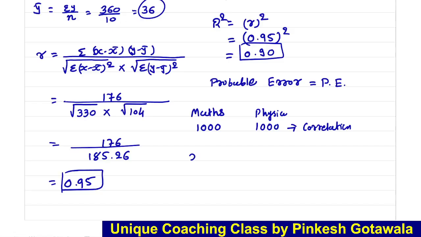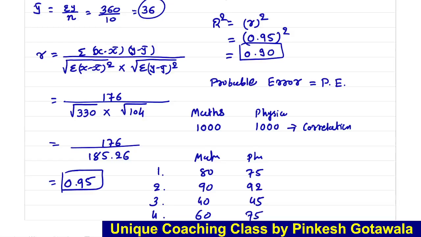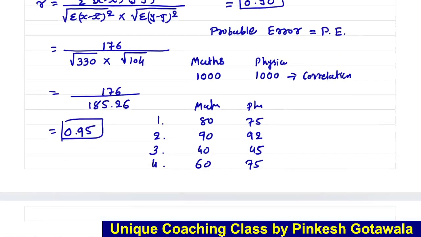Now we are going to write marks, here maths and here physics. Suppose the first student gets 80 marks in maths and, suppose, 75 in physics. Second student, suppose he gets 90 marks in maths and 92 marks in physics. Third student, here 40, here 45. Fourth student, here 60, here 75. So this way we get the marks of these 100 students.